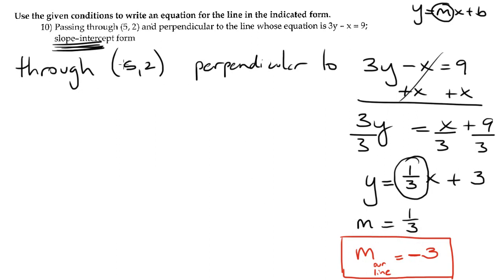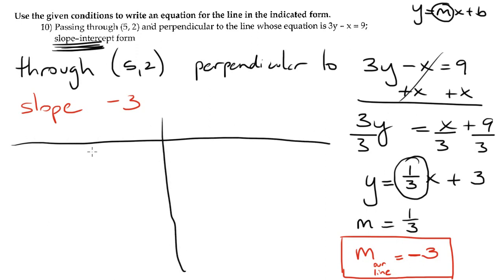Okay, so now we want the equation of the line that passes through this point and has a slope of -3. And we want that in slope-intercept form. There are 2 ways to get that. You can start with point-slope and get to slope-intercept, or you can start with slope-intercept form.